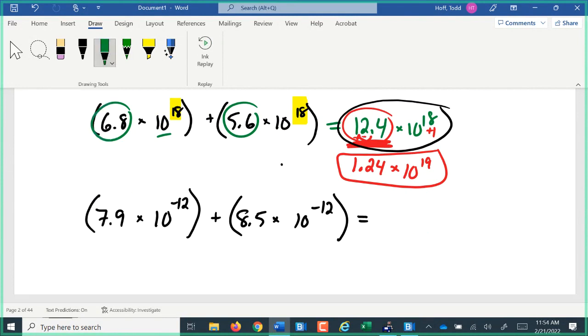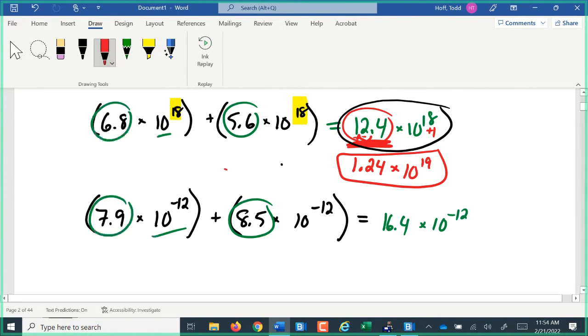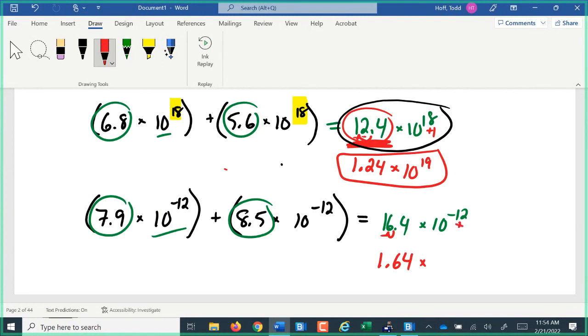So we're clear to add. We have the same name. We'll combine the counts. 7.9 plus 8.5. What is that? 16.4. And we keep the same name, 10 to the negative 12. Here's the part that I said we should be careful of. We do have two digits in front of the decimal point here, so we have to move that over one, make it 1.64. Number got smaller, the power of 10 gets larger. And here's where we have to be careful is we have a negative power. We have to make sure we're working with our integers just fine. So this is 10 to the negative 12 plus 1, which is negative 11, the appropriate power there.